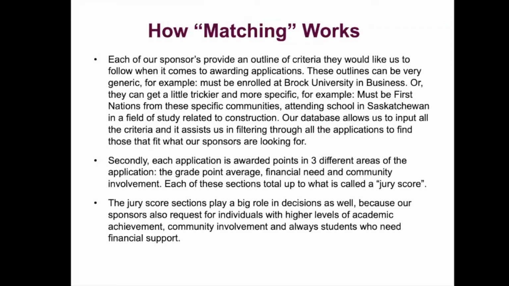Secondly, each application is awarded points in 3 different areas: the grade point average, financial need, and community involvement. Each of these sections totals up to what is called a jury score. The jury score selections play a big role in the decisions as well, because our sponsors also request individuals with higher levels of academic achievement, community involvement, and always students who need financial support.